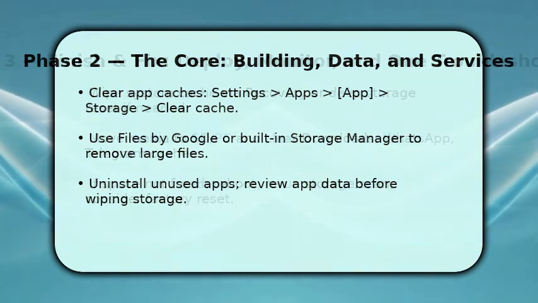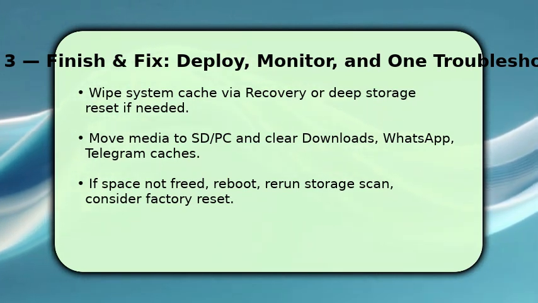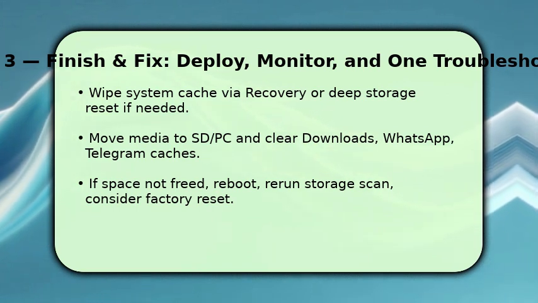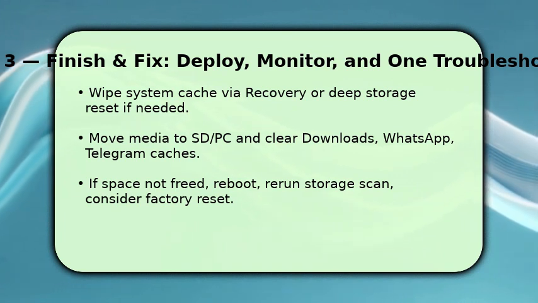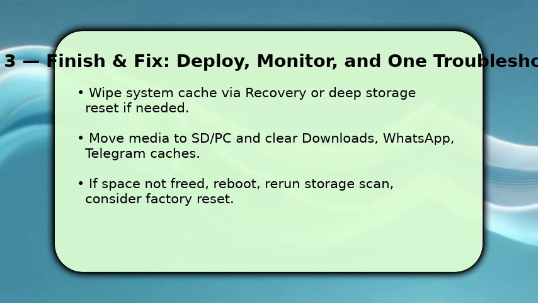Finish by tackling residual and system-level files. If available, clear the system cache from recovery. Otherwise, use Settings Storage free up space or perform a deep storage reset to remove orphan files. Move large media to an SD card or PC and clear messaging app caches individually. WhatsApp and Telegram often keep backups.